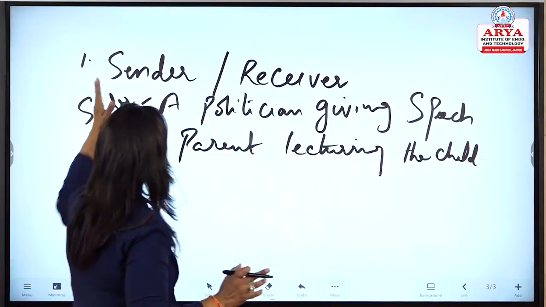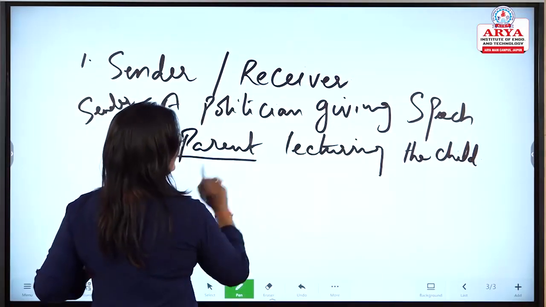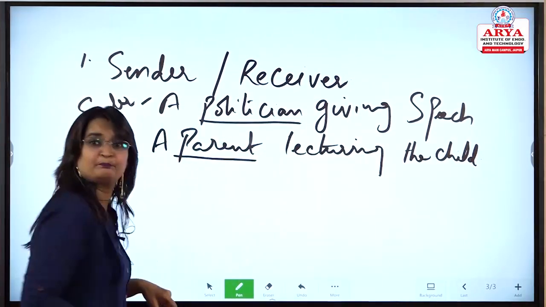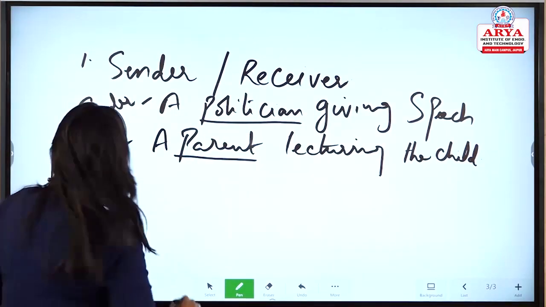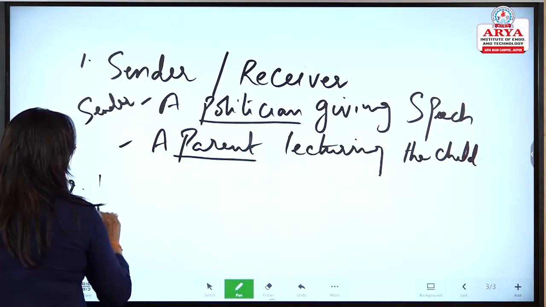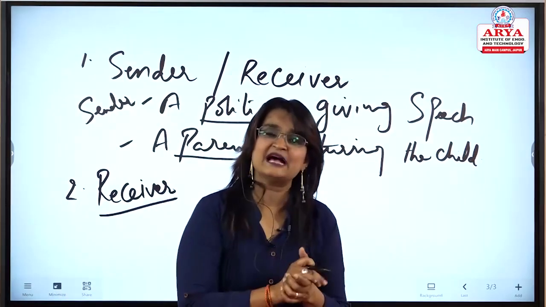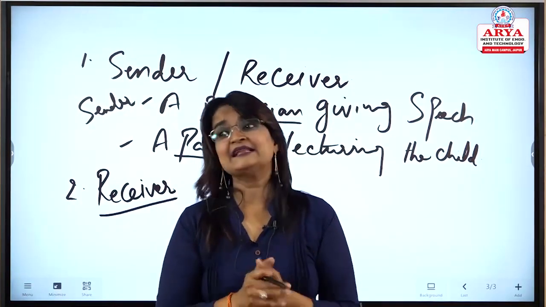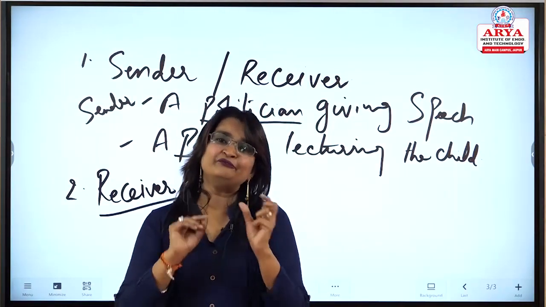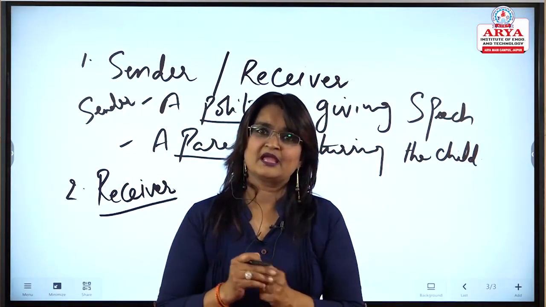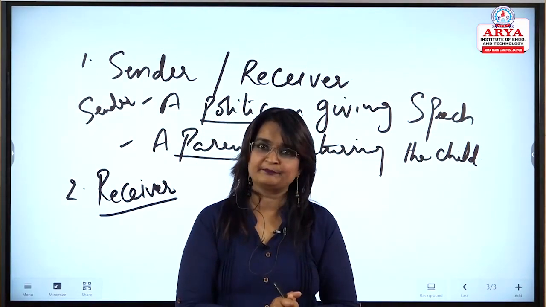So the first is the sender. Who is the sender? Here the parent is the sender and the politician is the sender. Fine. Next, when we are talking about the receiver, again with the same example, who are the receivers, who are taking the message? Suppose I have sent you a message. You are the receiver, you will have to read it, you will have to respond to it.